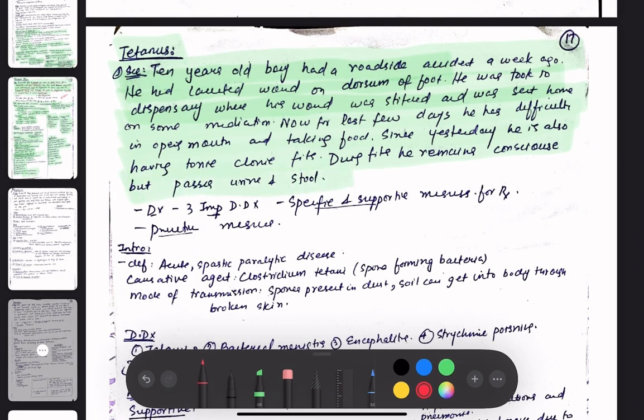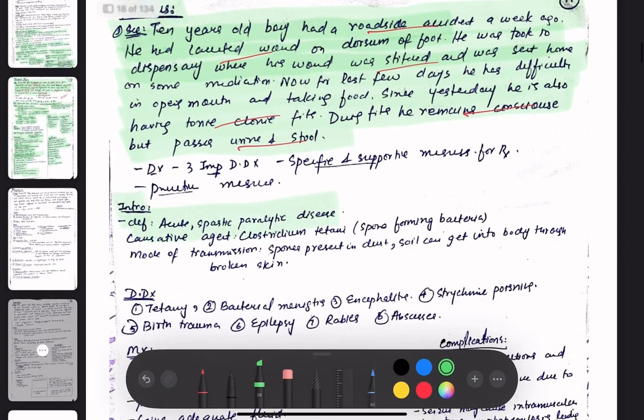So here we have a patient who had an RTA, that is a roadside accident, and he had a wound and the wound was stitched. Now he has developed some features, that is clonic fits, and he remains conscious but passes urine and stool. So if there is a history of wound, then the infectious disease that can develop from the wound is tetanus. The introduction of tetanus is that it is an acute spastic paralytic disease, and the causative agent is Clostridium tetani, which is a spore forming bacteria, and the mode of transmission is that spores are present in dust and soil, and can get into the body through broken skin.